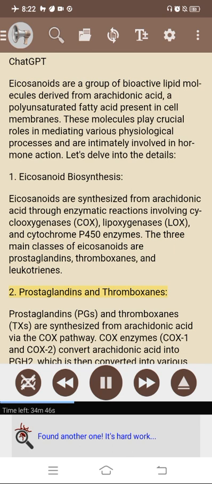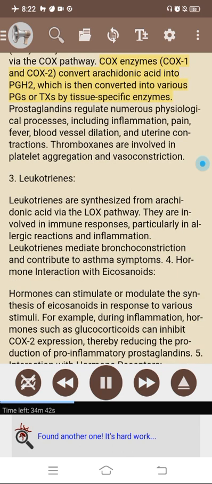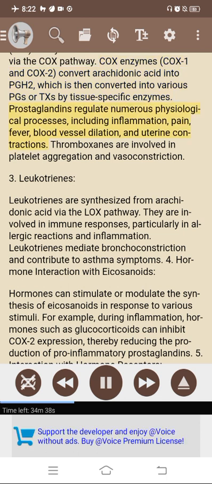2. Prostaglandins and thromboxanes. Prostaglandins, PGs, and thromboxanes, TXs, are synthesized from arachidonic acid via the COX pathway. COX enzymes COX1 and COX2 convert arachidonic acid into PGH2, which is then converted into various PGs or TXs by tissue-specific enzymes.